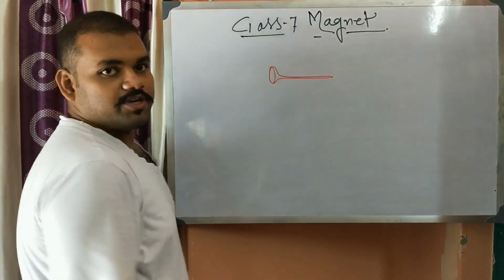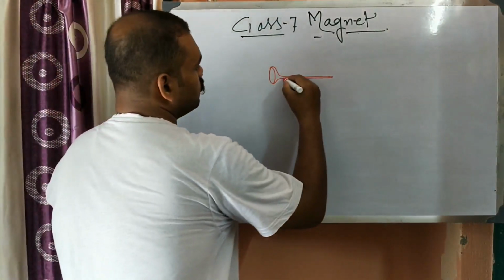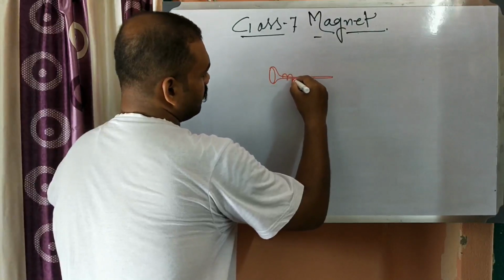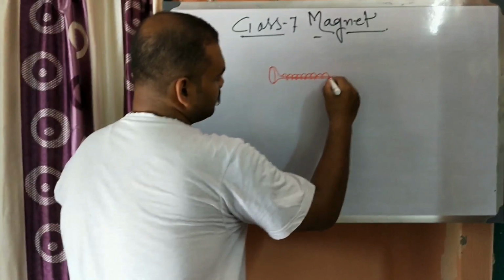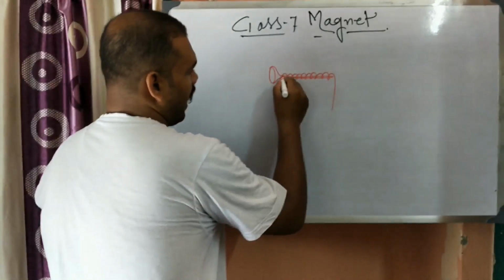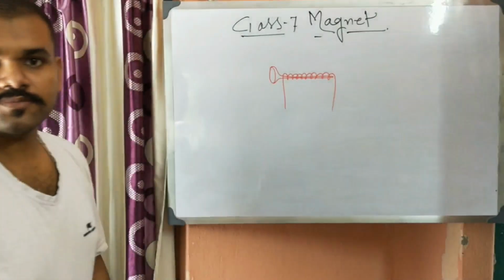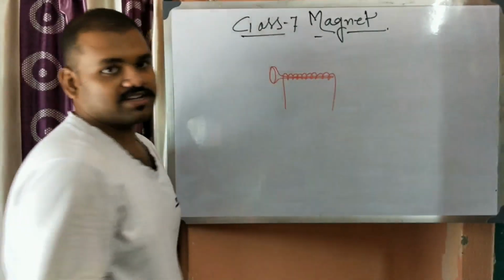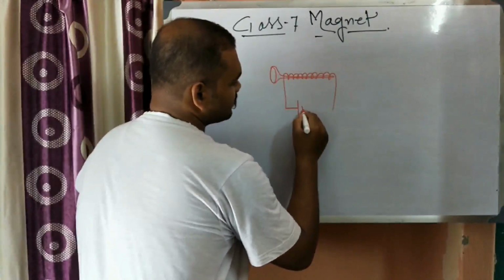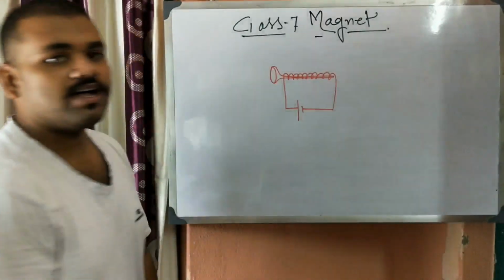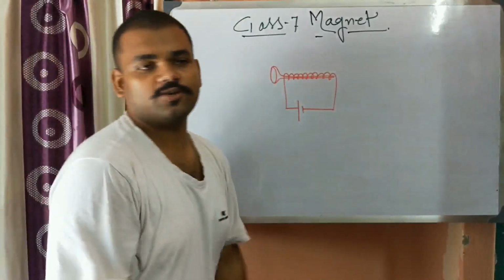Now what you need to do? You need to wound some wire around the iron nail like this spring line structure. Okay, and then we need to pass electricity through the iron nail. This much we need to do.